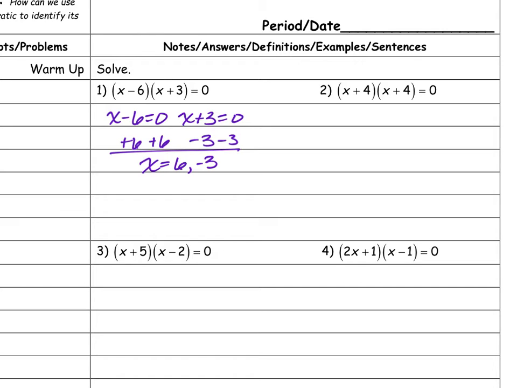Same thing on the next one. Actually, all four problems are all the same. So I've got x plus 4 equals 0 and x plus 4 equals 0. So I subtract 4, subtract 4. Oh, it looks like I'm going to get the same answer. So x equals negative 4, which is all cool and dandy.